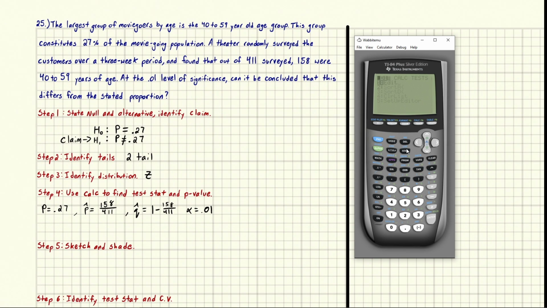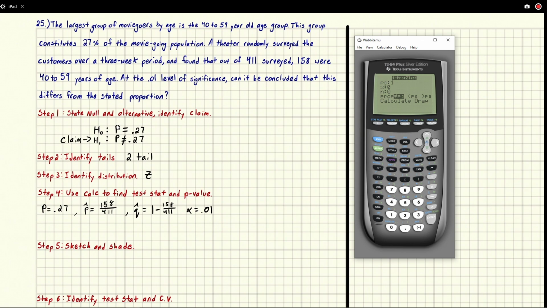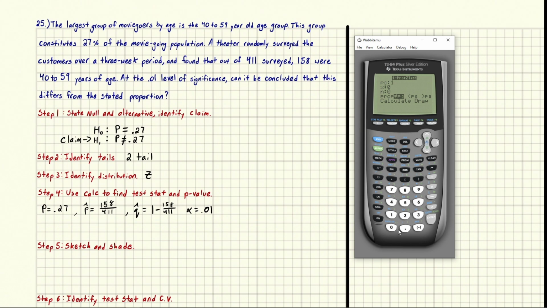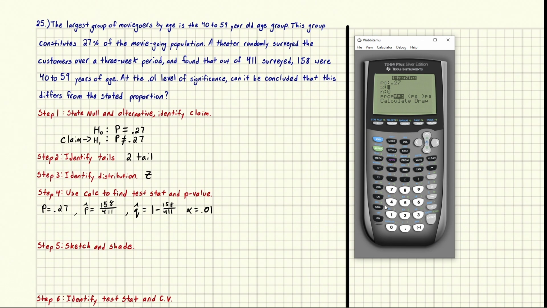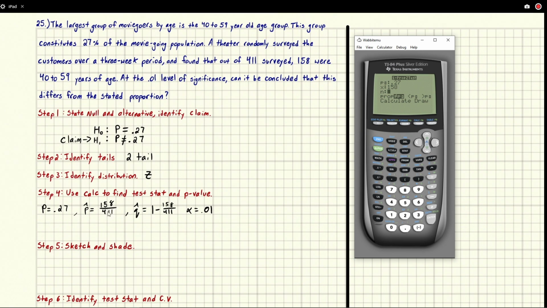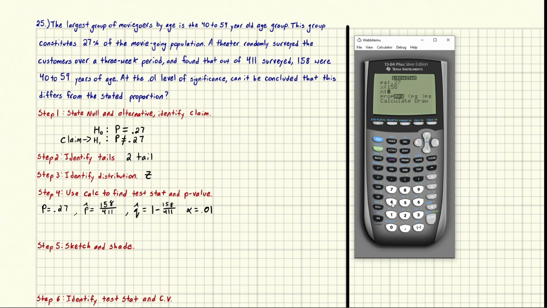We're going to go to stat tests, and then to the one proportion z-test, because that's what we have. We want to do a z-test with proportions. First up, p naught. We have p naught right here: 0.27. The x is the 158 people that fulfilled the category we wanted, 40 to 59-year-olds. And then the n is 411, the total number of people that we surveyed.